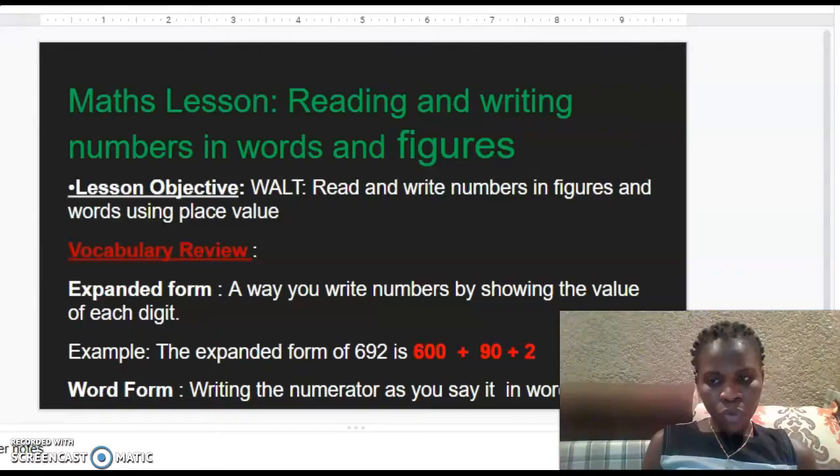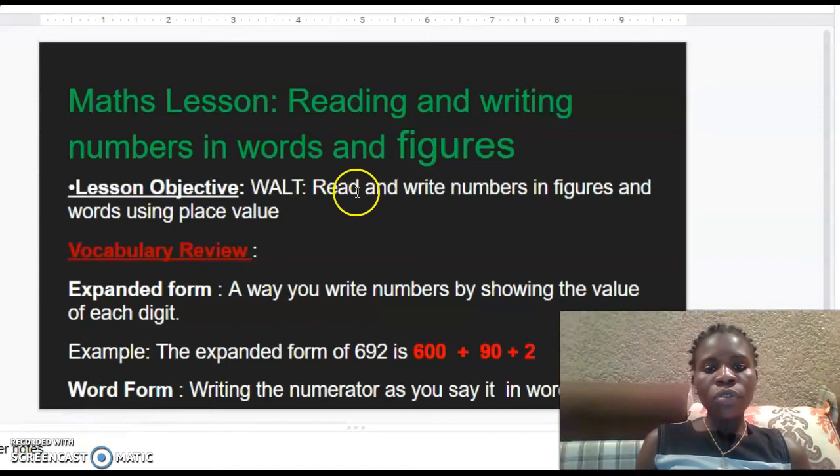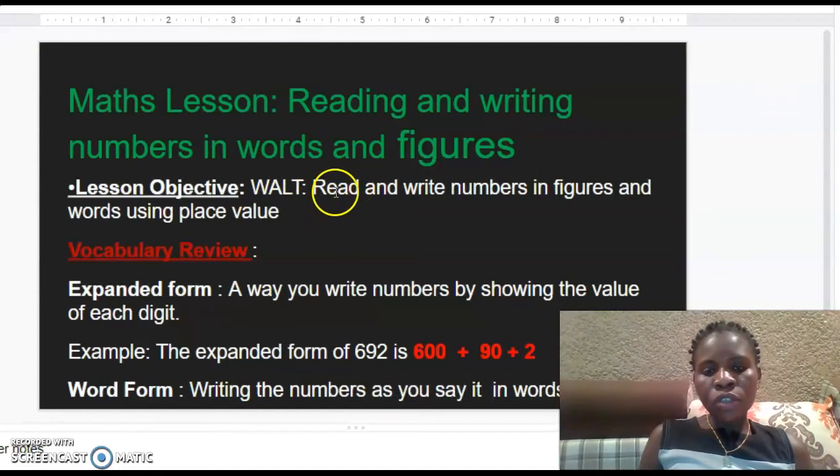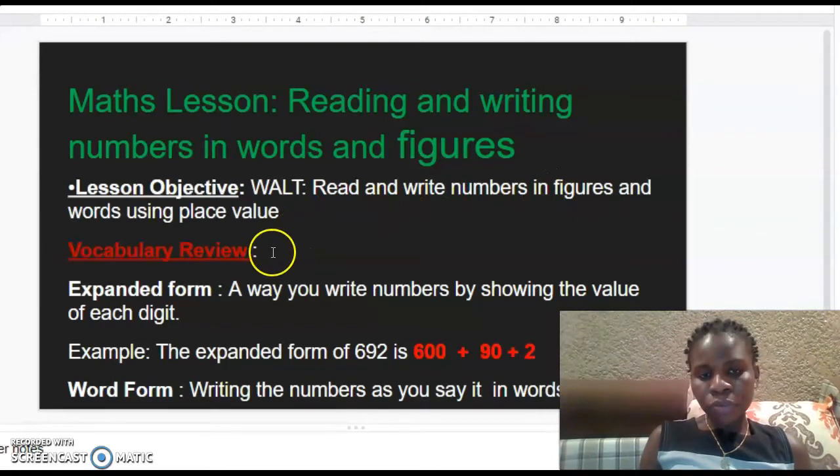We are having our maths lesson, and in this lesson for today, it's going to be reading and writing numbers in words and figures. So our lesson objective is we are learning to read and write numbers in figures and words using place value.